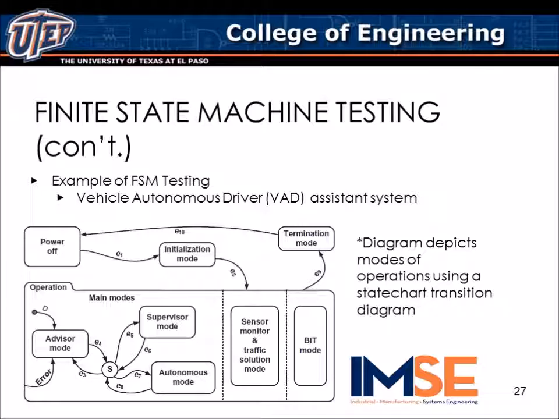Next would be the operational mode, a mode comprised of 3 sub-modes, which include main mode, sensor monitor and traffic solution mode, and bit mode. Main mode is then decomposed into supervisor mode. In this mode, the VAD provides visual and audio warning to the driver. Autonomous mode. In this mode, the VAD is fully controlling all car performance actions such as braking and steering. And then finally, termination mode, the final mode that performs termination of all procedures.